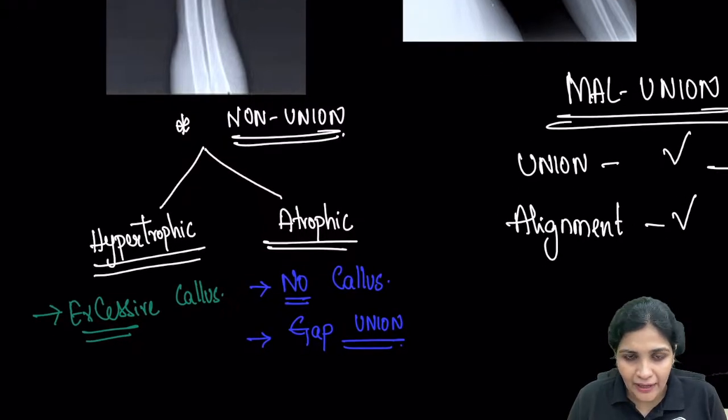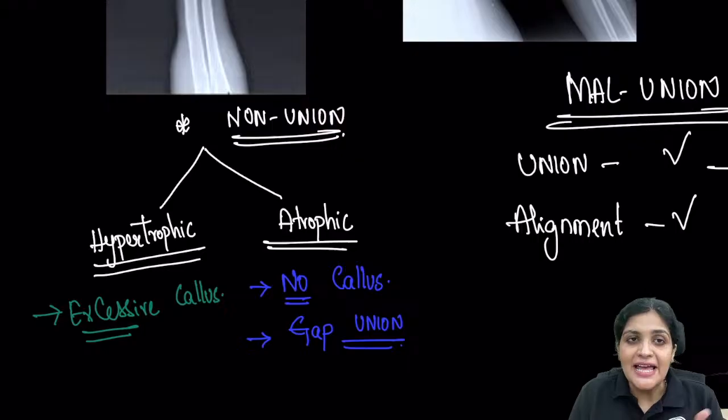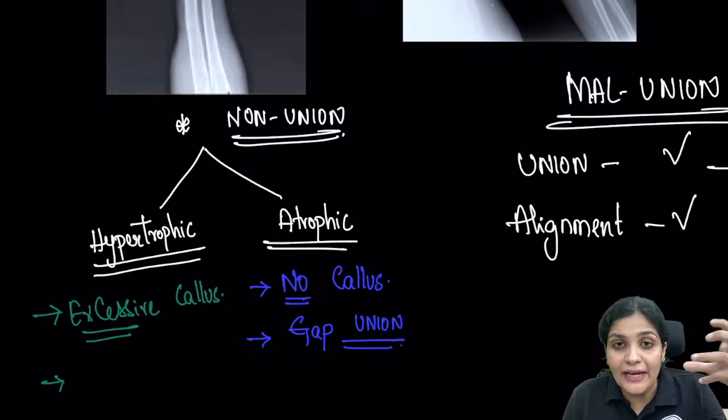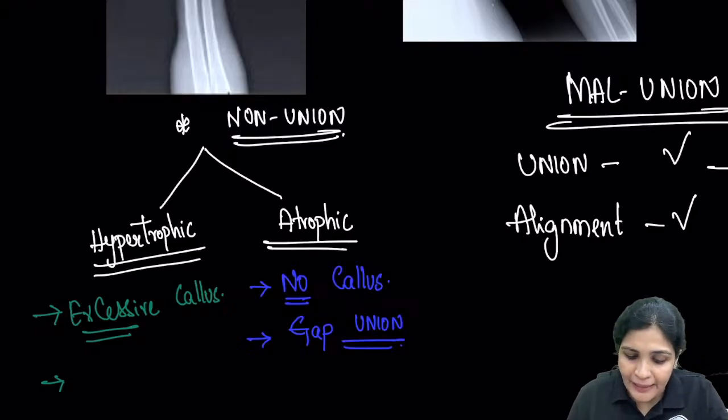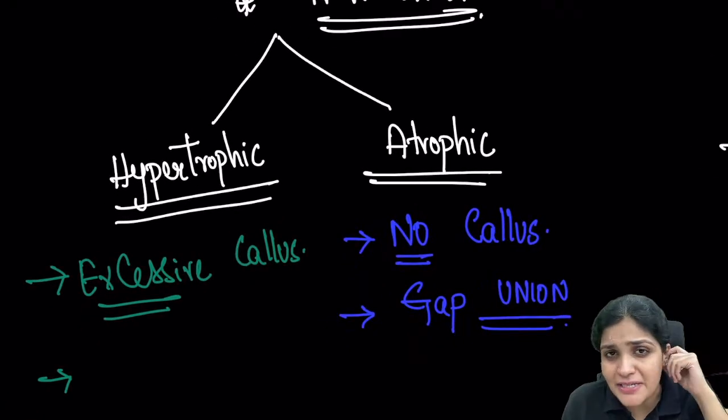So atrophic means there is no callus. Hypertrophic is excessive callus. But here this excessive callus is not doing any work. It is not helping to unite the bone. Hence, this is called non-union. Hypertrophic callus is present, but there is no union. Why is there no union even though callus is present? Just think for a while.